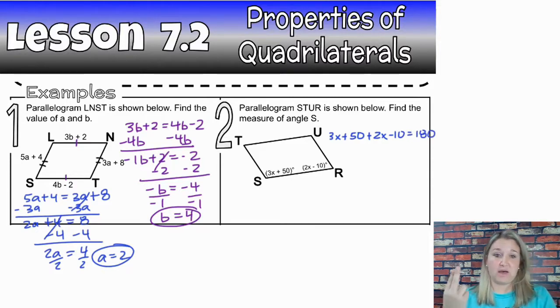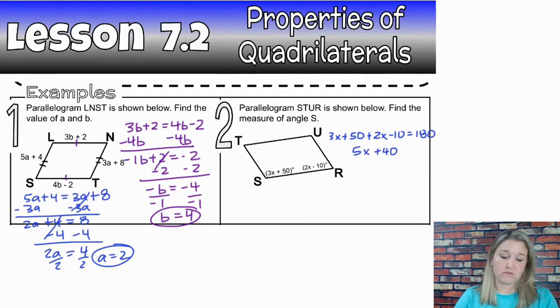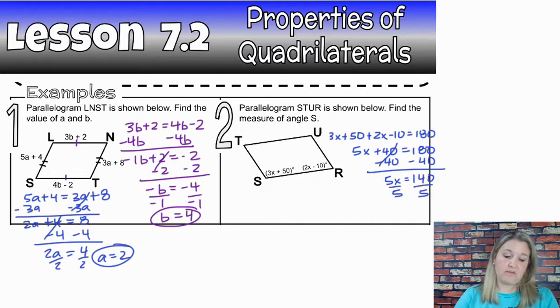So then I'm just going to get my x's together. So that's going to make 5x plus 40, because 50 minus 10 is going to be 40, is equal to 180. Then subtract 40 from each side. And so 5x equals 140. And then lastly, I will divide by 5 on each side, and I'm going to get 28.